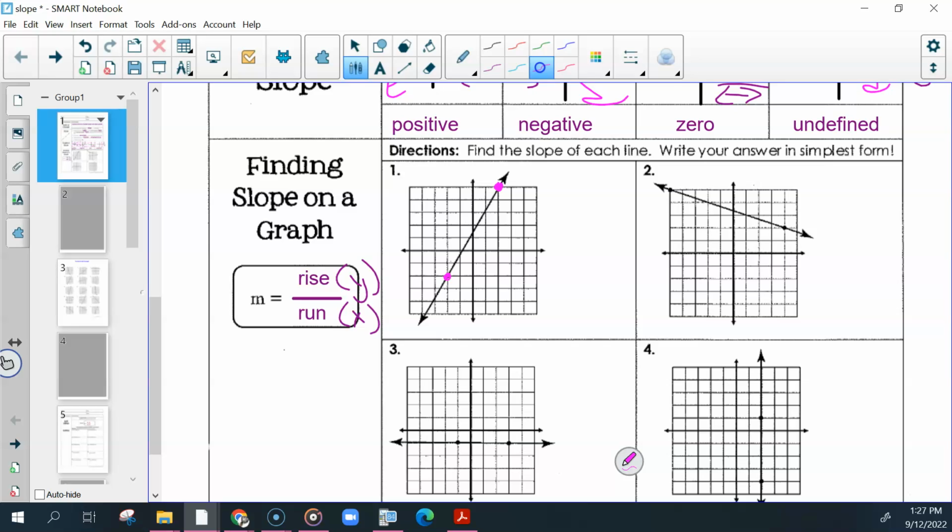Rise first. Think about when you get out of bed in the morning, you usually sit up before getting out. Unless you're one of those people who roll out, then that's a different story. So I'm going to count how many units I go up from this point straight up. And 7 is right. And then we're moving to the right 4, yes.